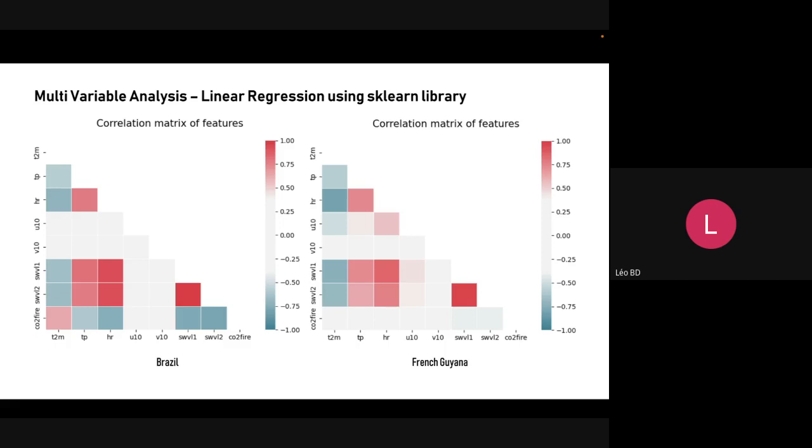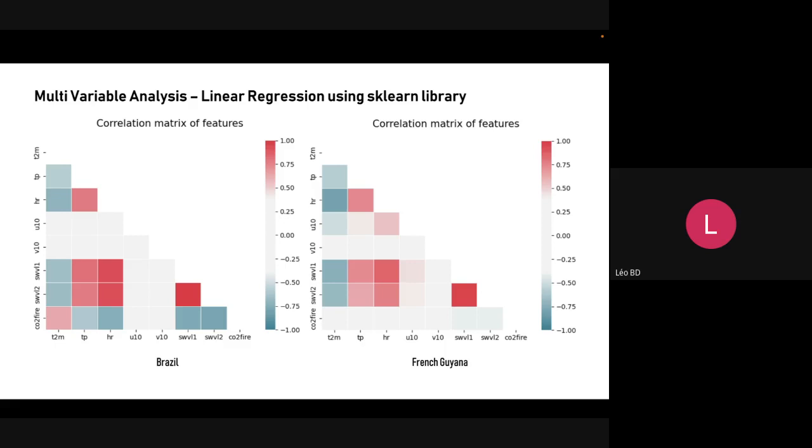And here I put two examples, and you can see if you take a square, if the square is red, it means that the two parameters that it's analyzing are highly correlated. So for example, for Brazil, there is a really red square between relative humidity and SWVL1, that is the soil moisture. So there is a high correlation between humidity and soil moisture, which makes sense. And like this, with these grids, you can make good analysis of which parameters are correlated to which.